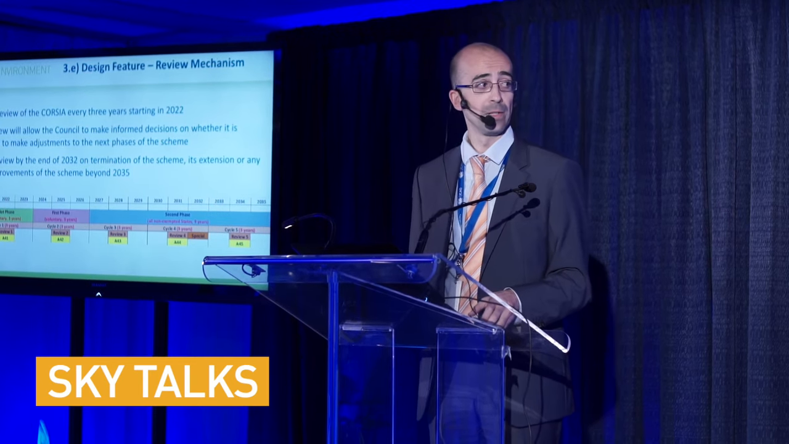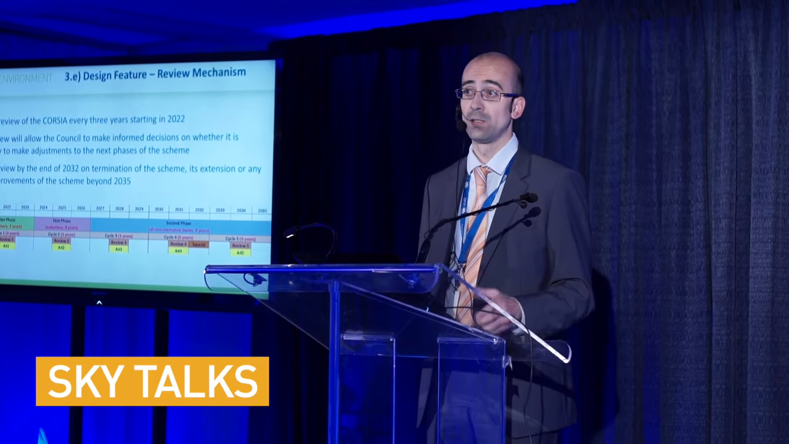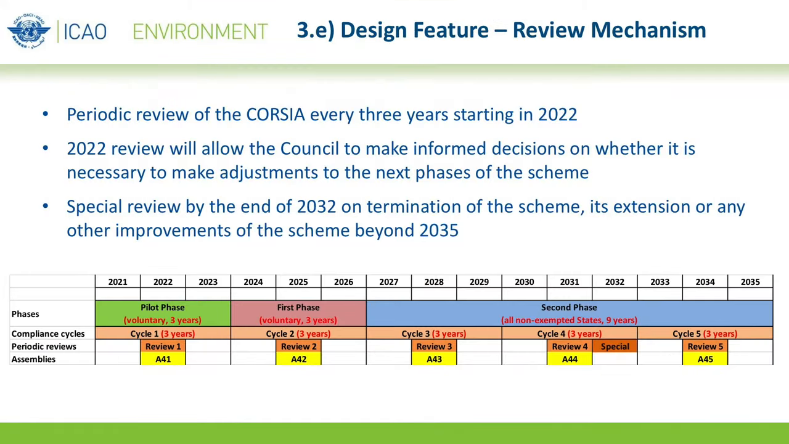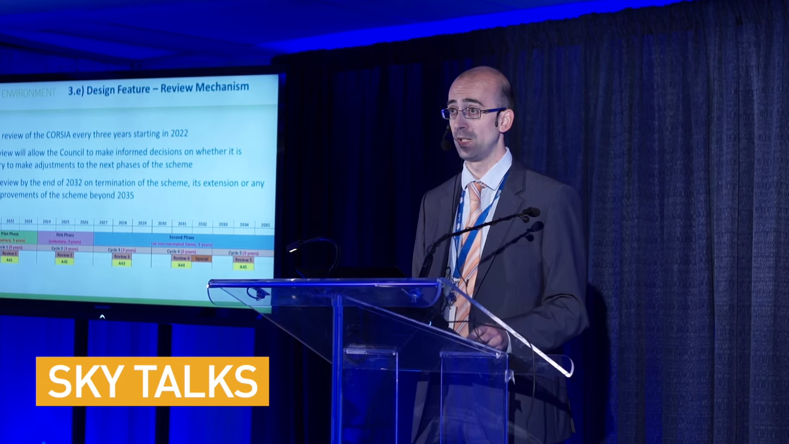The target or the objective of that special review will be to assess the need to extend the CORSIA beyond 2035. And if that is so decided, then see which possible improvements can be made. Of course, another possible outcome of the special review in 2032 is to conclude that the MBM scheme, the CORSIA, is not necessary beyond 2035. As we have said at the beginning of the presentation, the global MBM scheme is defined as a complementary measure to fill the so-called emissions gap. If in 2032 it is decided that this complementary measure were not needed anymore, then the scheme would finalize in 2035.